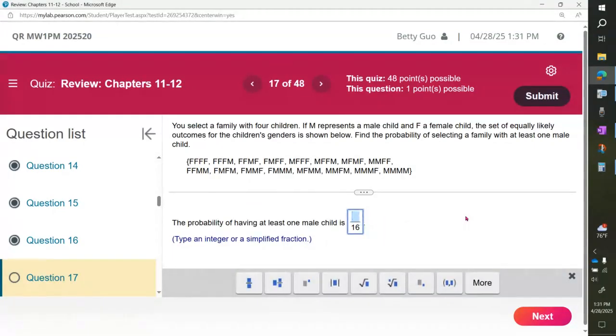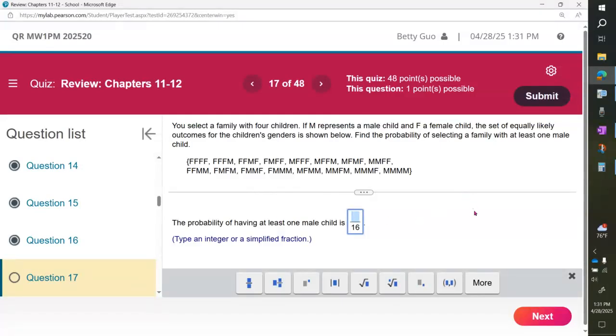Numerator, let's see how many of them have at least 1 male. At least 1 M, right? So actually, except this one, this outcome has all females. Except that one, everything else has at least 1 male, right? As you can see, yeah.